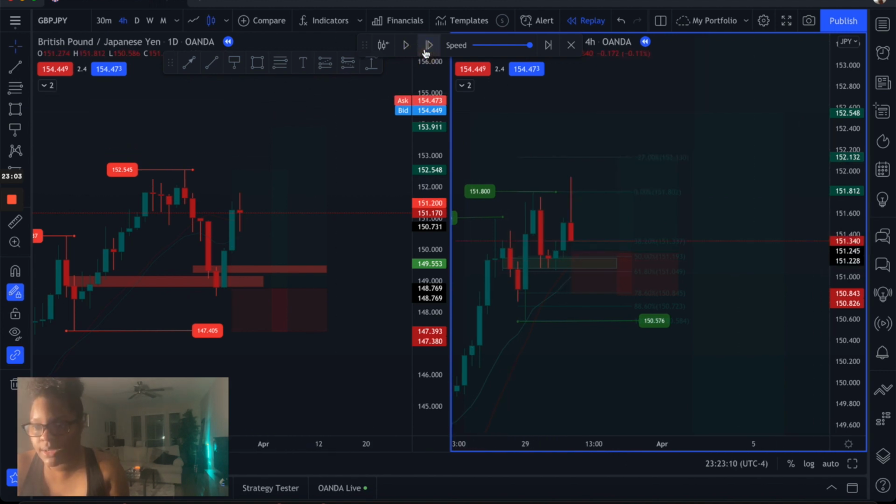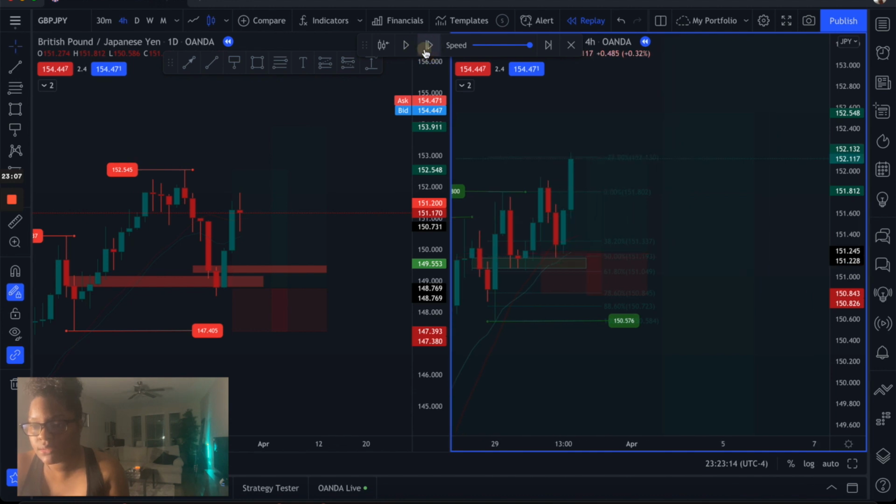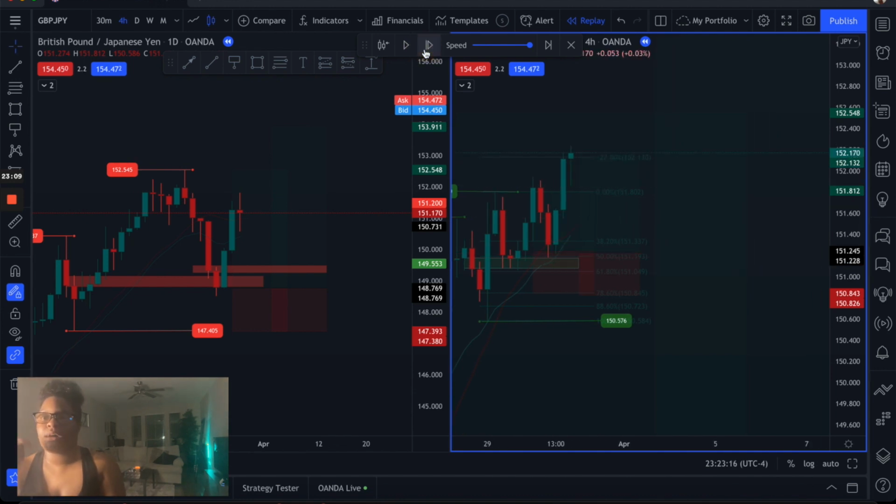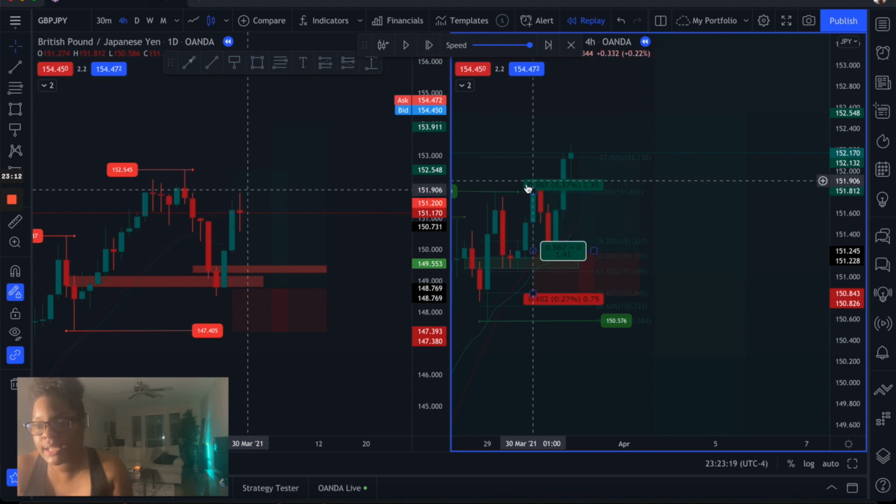So let's see if I can win it. Okay, first take profit, hit. Second take profit, hit. Bam, in the money. And I could have entered again here. You guys see price did go up and make another higher high.